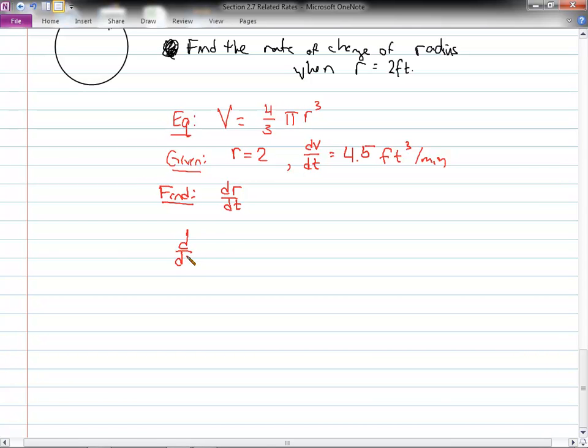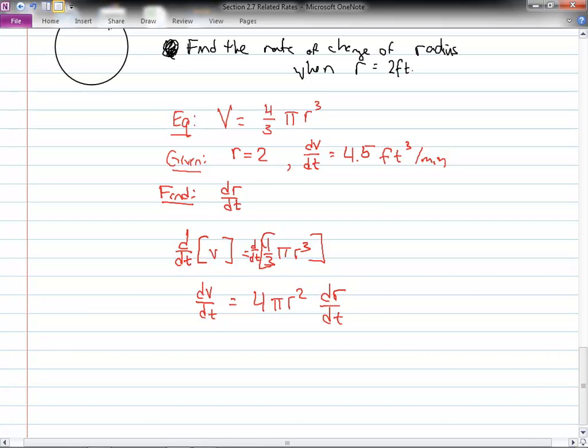So take the derivative of both sides of V equals 4/3 pi r cubed. Take the derivative of that with respect to t, d/dt. So that gives me dV/dt. You guys should be able to do this with flying colors right now. Another easy one. But hopefully that's what you get. dV/dt is equal to 4 pi r squared dr/dt.